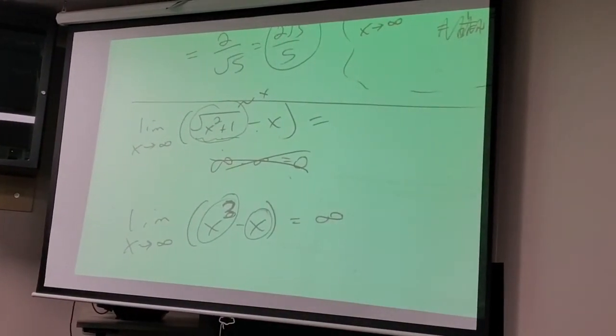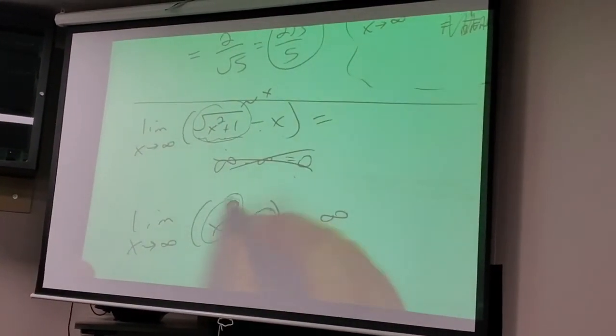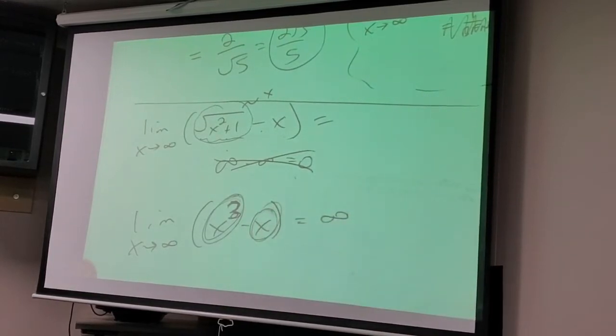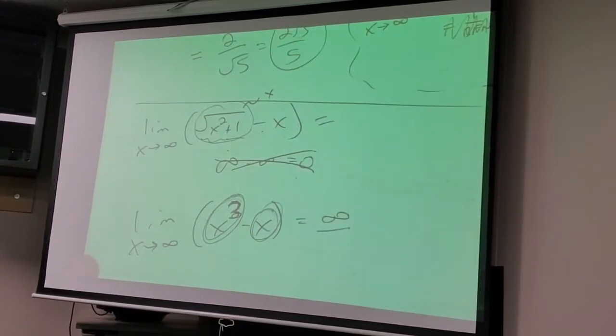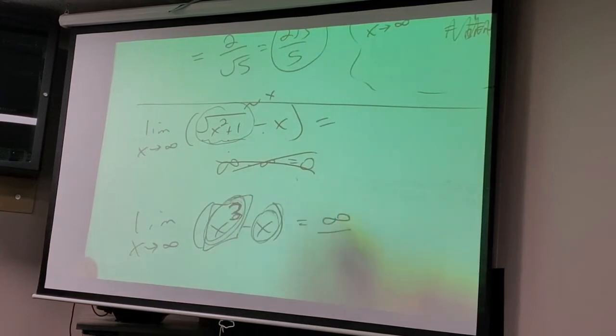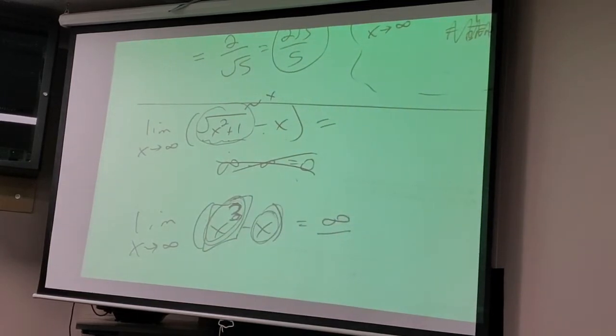You can't write big number minus 0. Because again, isn't this a big number minus a big number? Yeah. So why is this answer infinity then? Because this one is going to infinity much faster.